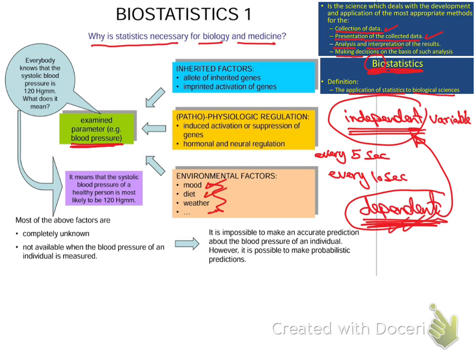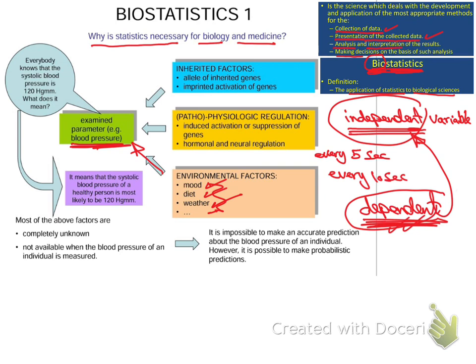If he's eating a lot of fats, maybe he will get cholesterol and his blood pressure will increase. In hot weather, maybe the blood pressure will increase. So this is an independent variable, which we can change, or it is changeable. It can be changed, okay? So this is called environmental factors. Then all these factors have an impact on the blood pressure, which we are measuring.